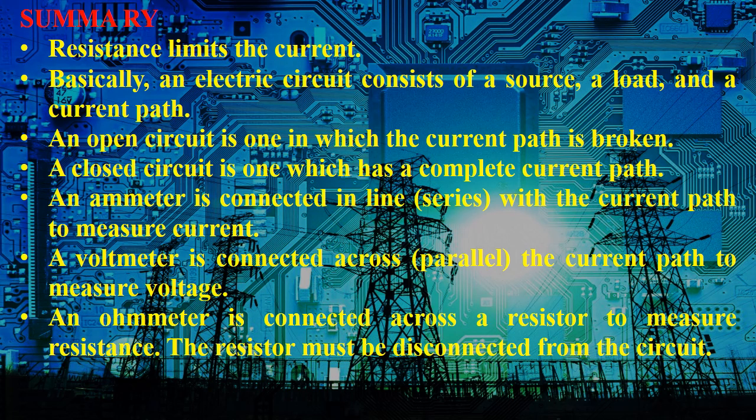An ammeter is connected in line or in series with the current path to measure current. A voltmeter is connected across or in parallel with the current path to measure voltage. An ohmmeter is connected across a resistor to measure resistance. The resistor must be disconnected from the circuit. So basically, to measure the resistance of a resistor, you must not connect a power supply to the resistor. Disconnect that resistor from the circuit and you can measure its resistance.